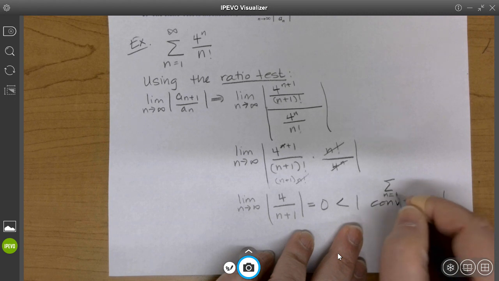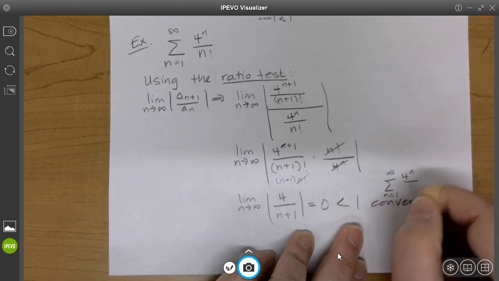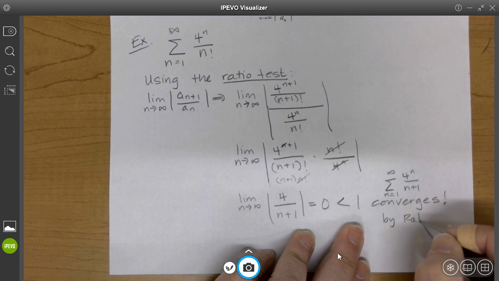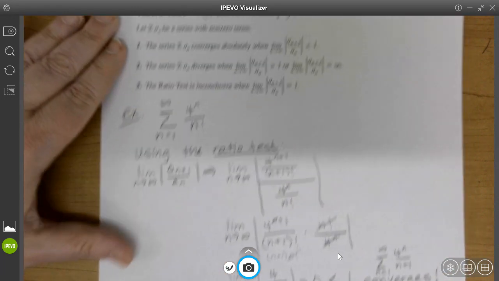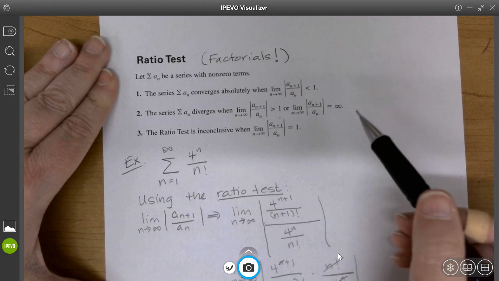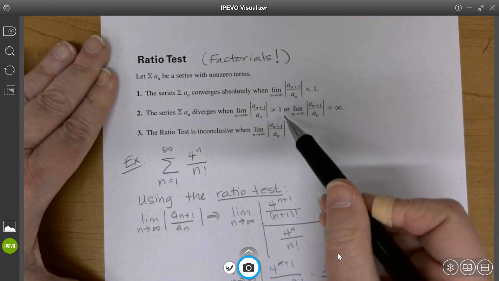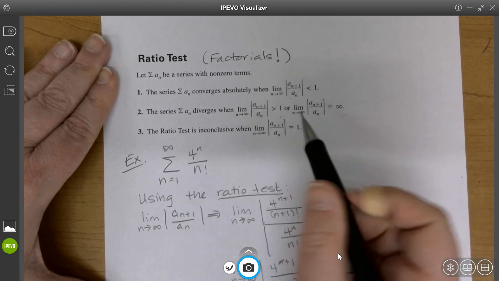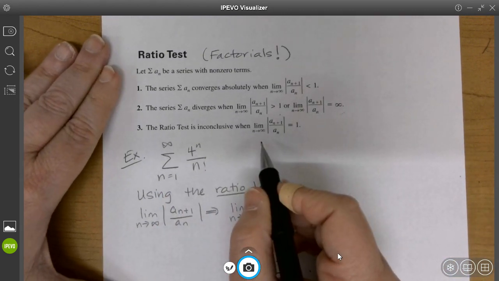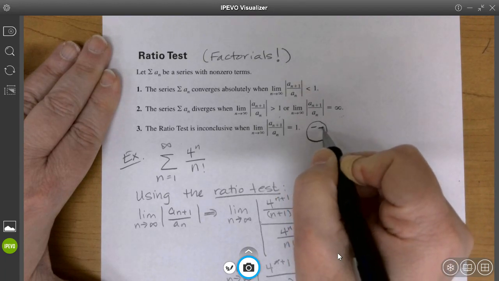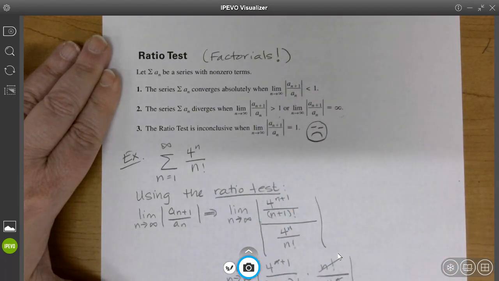So the sum from n equals 1 to infinity of 4 to the n over n plus 1 converges by the ratio test. Yay, hallelujah. Okay, so let's talk about when it doesn't converge. Well, it doesn't converge when your ratio, your R, is either greater than 1 or infinity. Now, I suggest to you that infinity is bigger than 1, so they could have just said this, but anyway. If you get a ratio test that equals 1, sadly, that is inconclusive, and you've got to try a different test.